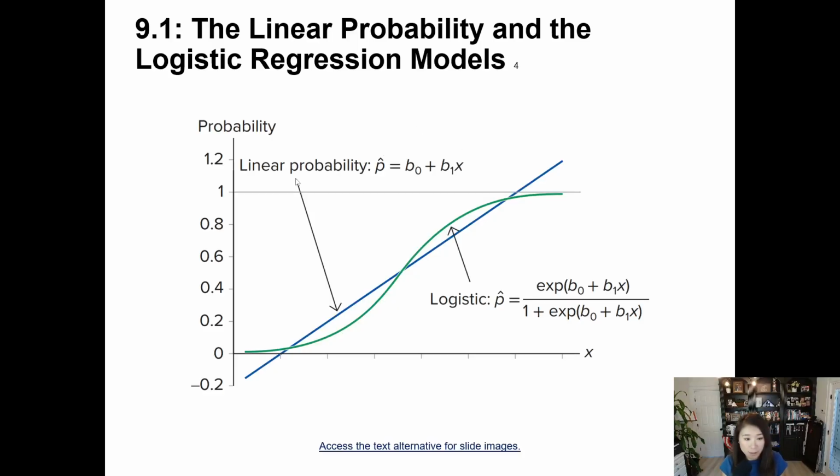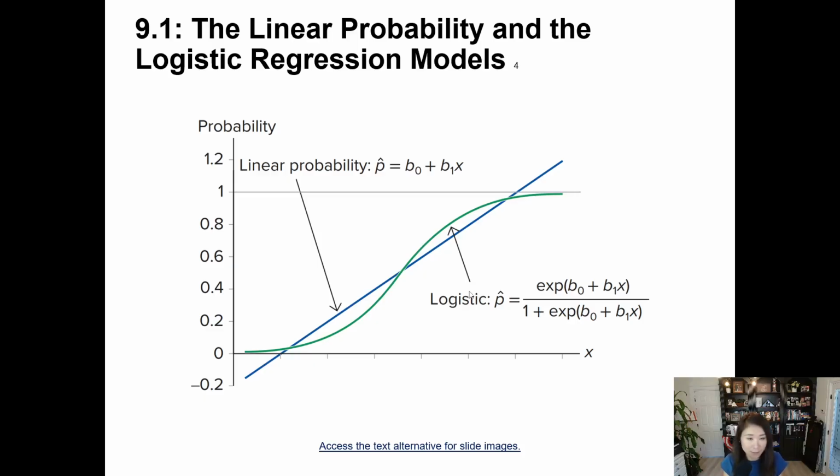Okay, so compare the linear regression model, the linear probability model, which is this blue line. After we do this functional form transformation, instead of this straight line, now the line is a curve. The good thing about this curve is that it's bounded between 0 and 1. That fits the requirement for probability we already learned in probability theory, right?